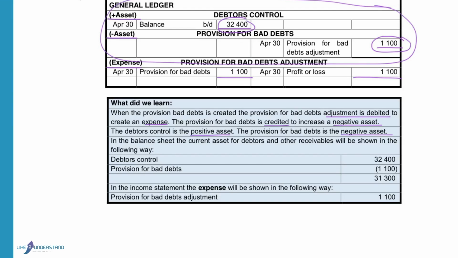In the balance sheet, the current assets for debtors and other receivables will be shown in the following way. Debtors control 32,400 minus the provision for bad debts. So the asset that will be recorded in the balance sheet will be 31,300. And the provision for bad debts adjustment will be shown as an expense in my income statement to reduce my profits for the year.